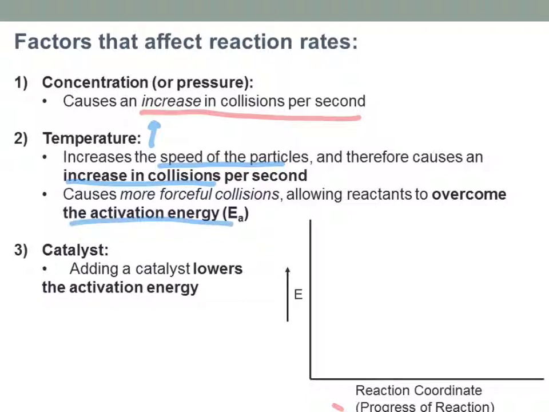If I drew an energy diagram again here, so I had some random energy diagram, this would be my activation energy, my E sub A. By increasing the temperature, I was allowing my molecules to hit with more force, and they're able to overcome that activation energy. So those are the two things that we saw in that simulator.